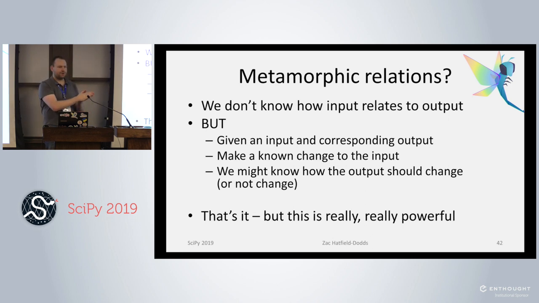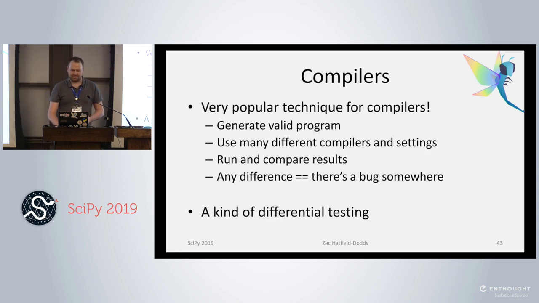For example, we might not know how something maps through a linear transform, but we do know that if we double our vector of inputs, we expect to double our vector of outputs, even though we might not know what the corresponding output is for any input. Make sense? When you generalize this, it becomes incredibly powerful. So I'll walk you through a couple of examples.